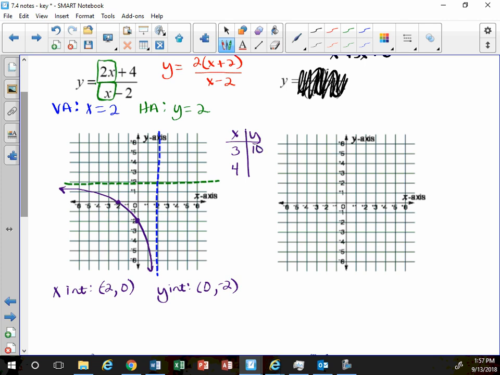We know it's somewhere up here, right? Pretend it's there. Okay, and then do the same thing with 4. So what's 4 times 2 plus 4? 12, and that's over 4 minus 2, so 12 over 2, 6. So 4, 6.